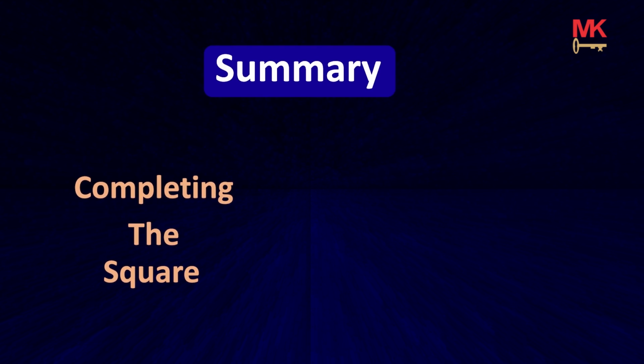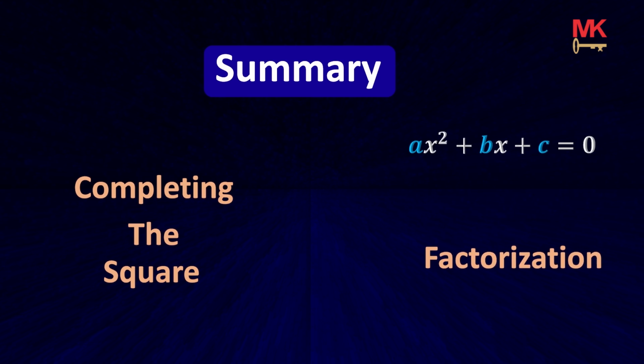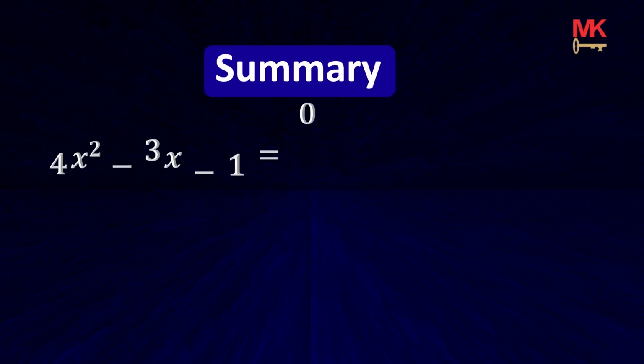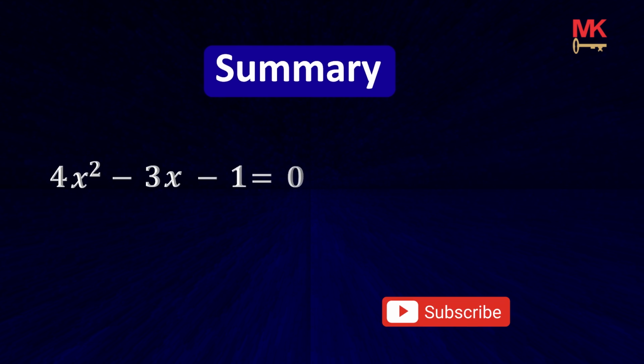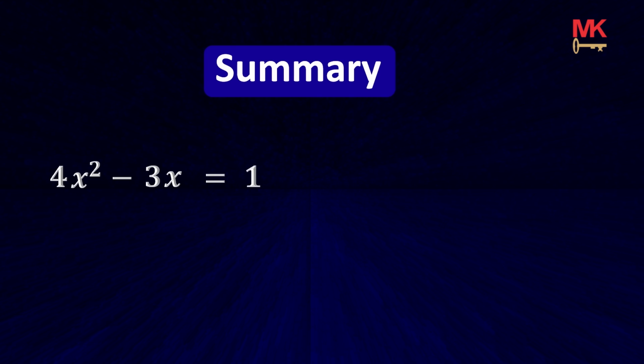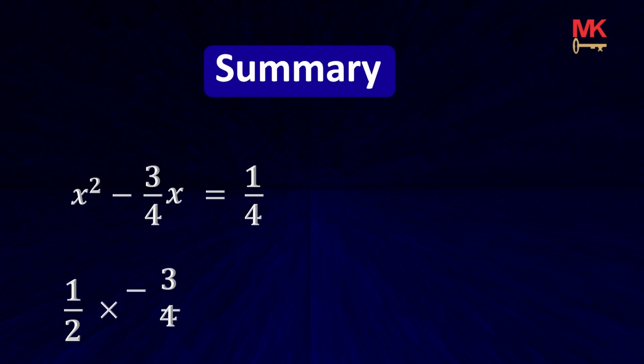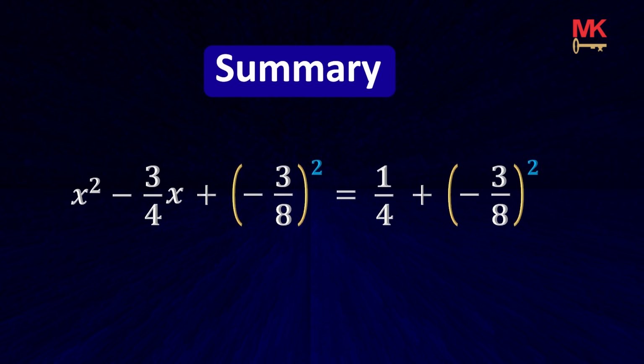A quick summary of what we have learned. Completing the square method can be used to solve a quadratic equation even though it cannot be solved by factorization. To solve any quadratic equation by completing the square, we first move the constant term to the right-hand side. Divide through the entire equation by the coefficient of x squared if it is not 1. We get half of the new coefficient of x, square the half, add this result to both sides of the equation, then we simplify.